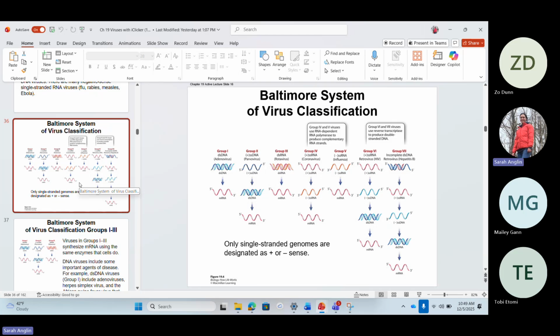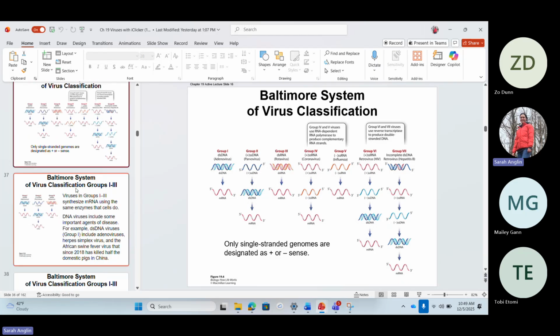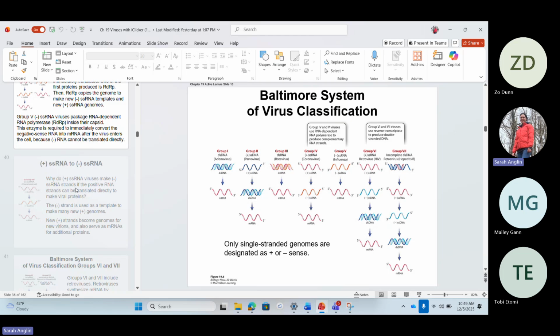Review the differences between the lytic pathway and the lysogenic pathway of a bacteriophage. Down here.